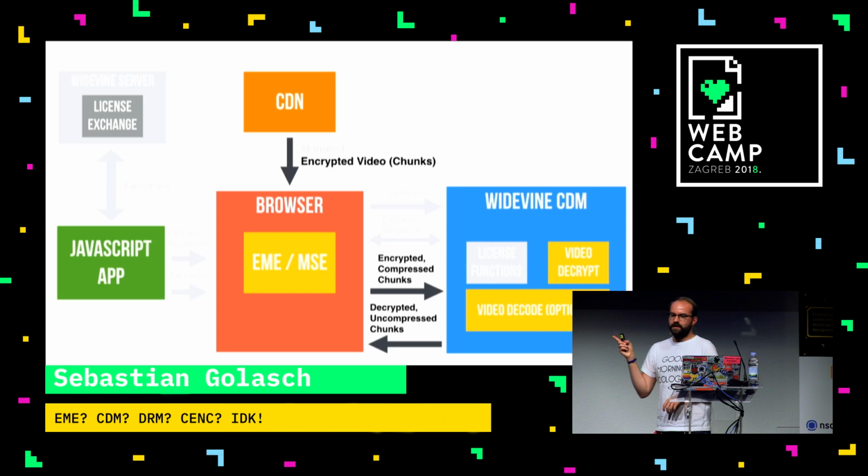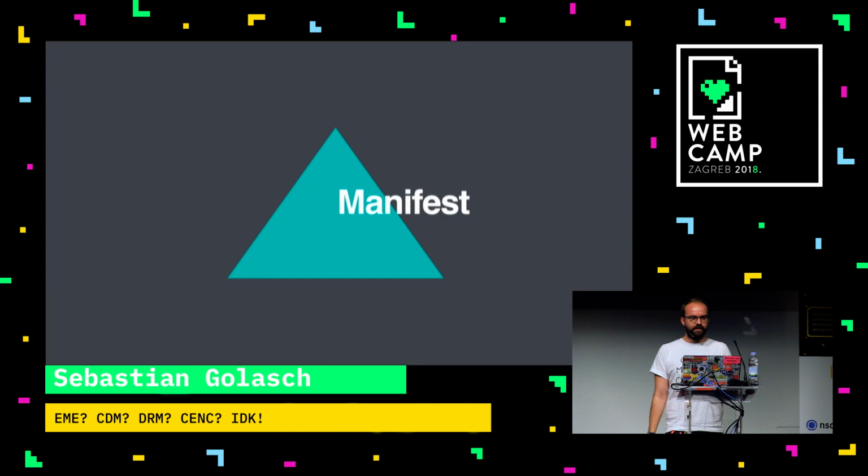More interesting is what happens then. So we have the CDN, we have the encrypted video chunks. The application sends it to the browser. The browser uses the media source and encrypted media extensions to talk to the CDN, and then all the data that gets pushed back, we use that to actually have the moving pictures on our video element. Question here is, when does the browser know which chunks to load when? And that is the topic of the manifest.